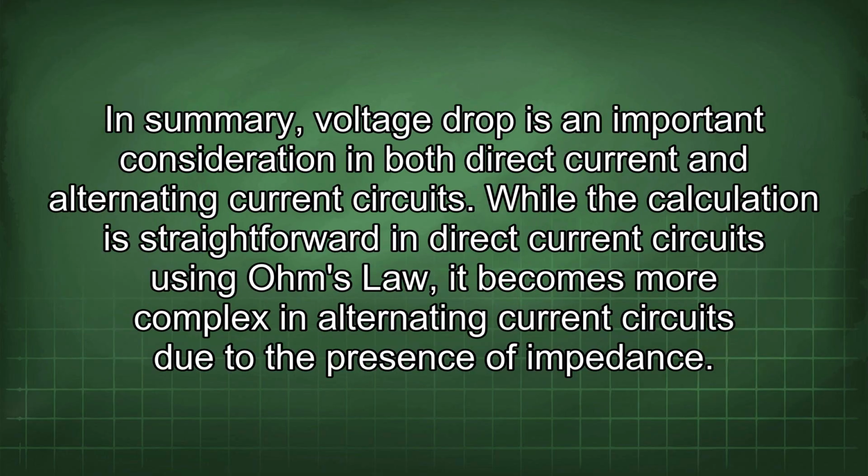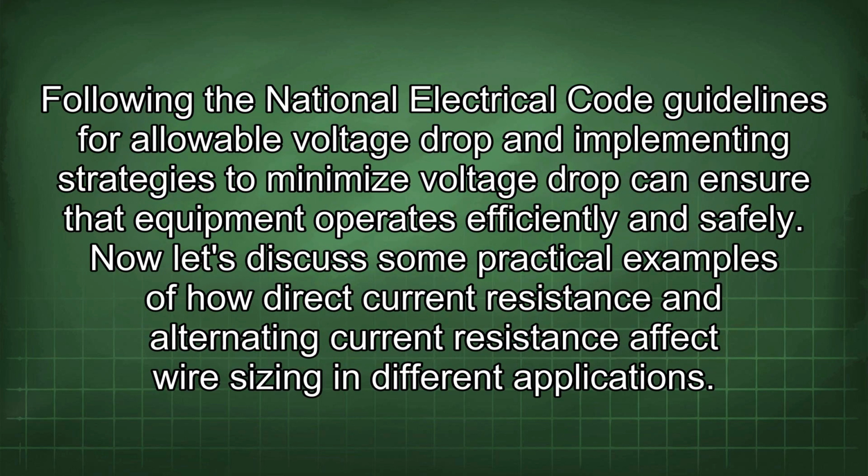In summary, voltage drop is an important consideration in both direct current and alternating current circuits. While the calculation is straightforward in direct current circuits using Ohm's law, it becomes more complex in alternating current circuits due to the presence of impedance. Following the National Electrical Code guidelines for allowable voltage drop and implementing strategies to minimize voltage drop can ensure that equipment operates efficiently and safely.